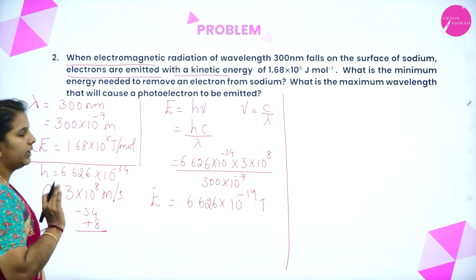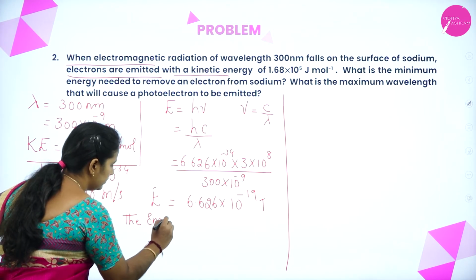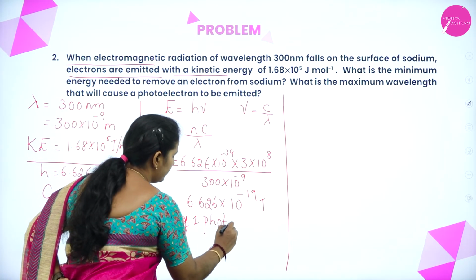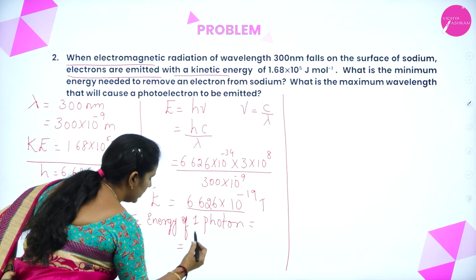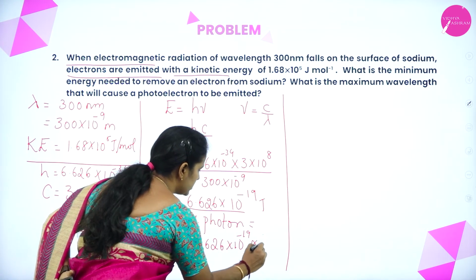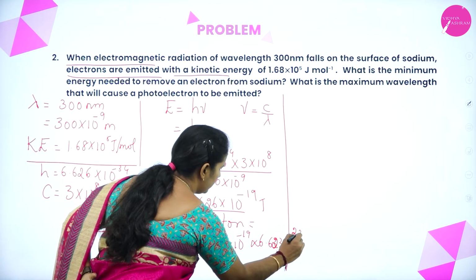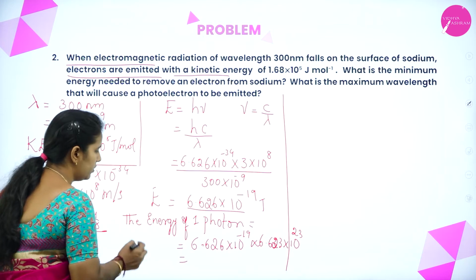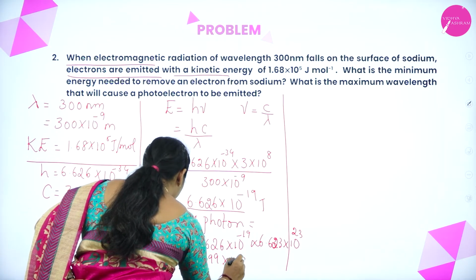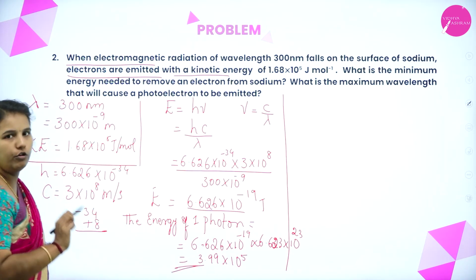We know that they have given the kinetic energy. So, first, the energy of one mole of photons is given by multiplying this value with the Avogadro number, that is 6.626 into 10 power of minus 19 into 6.022 into 10 power of 23 joules per mole. If you multiply these two, you will get 3.99 into 10 power of 5. So this is the energy of one mole of photons.